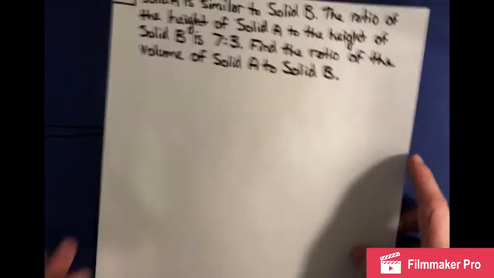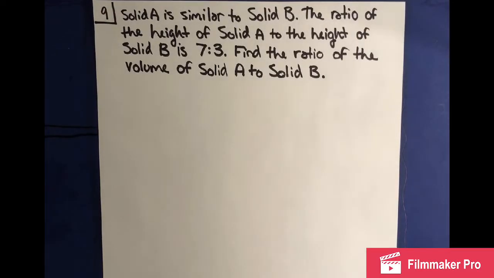Ooh, onto some nice ones. Okay, so it's going to be switching it up. We're at the end of that section, starting this next section. It says solid A is similar to solid B, so we're already assuming that there's going to be a scale factor here that we can work with.